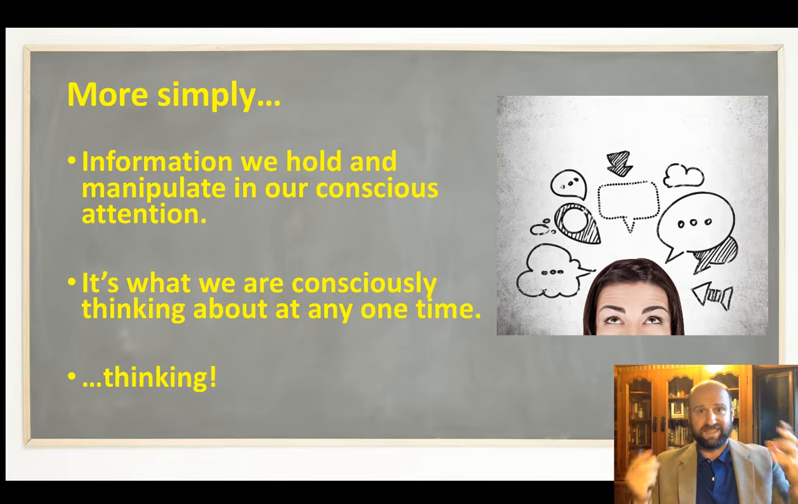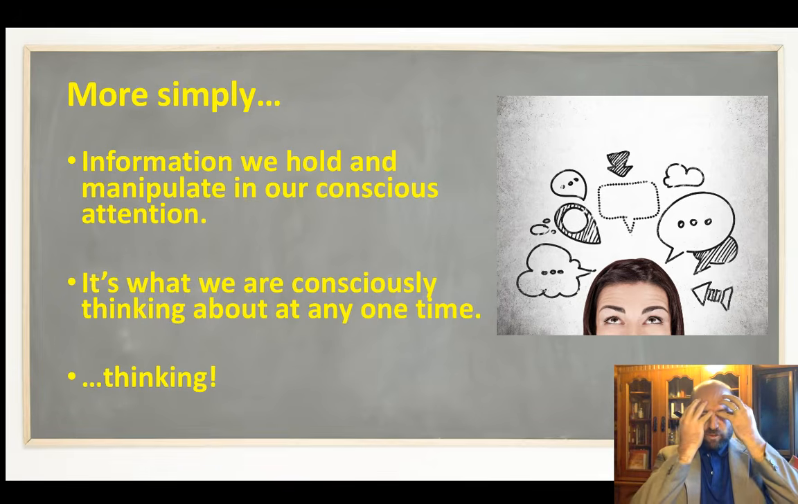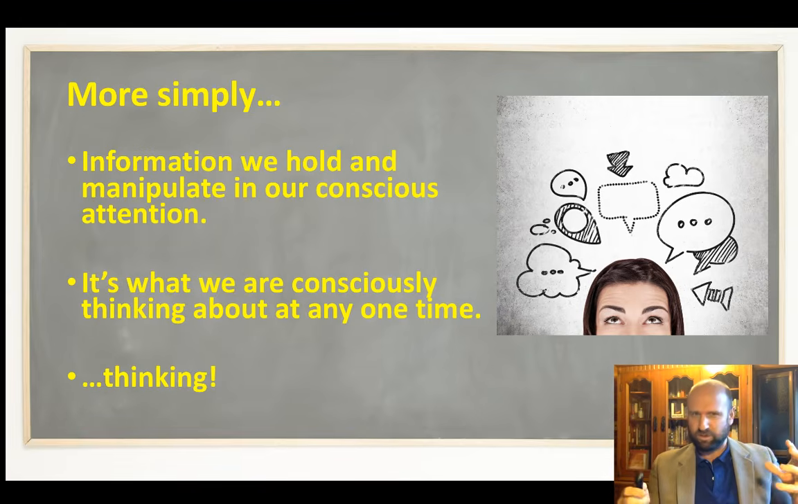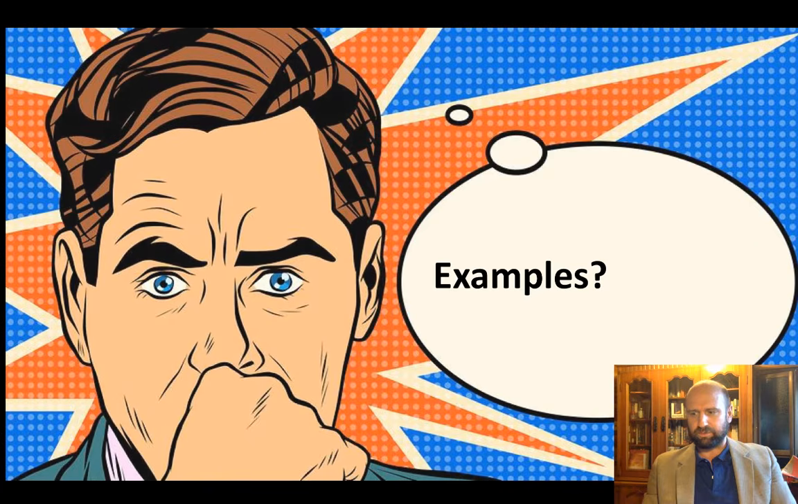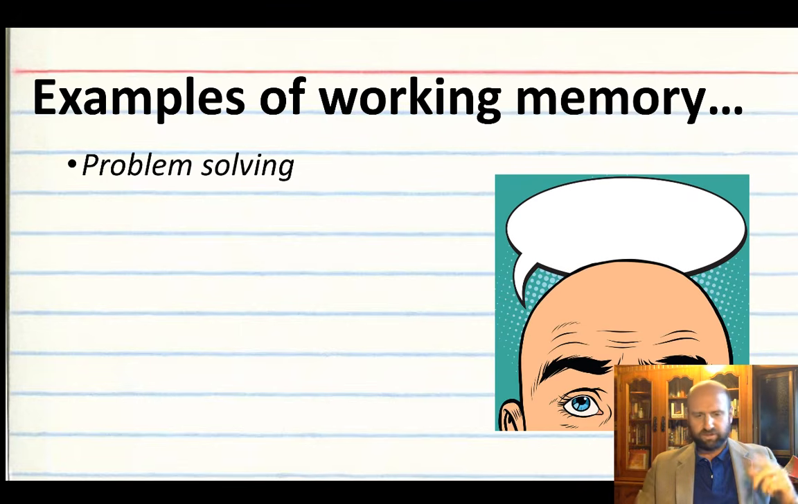It's thinking. That's what working memory is. It's the stuff that you have in the forefront of your mind at any one time. And again, this still might seem abstract, so let me give you some examples. All right, so let's break down some everyday examples, and this is going to help you comprehend the idea of working memory. Problem solving.